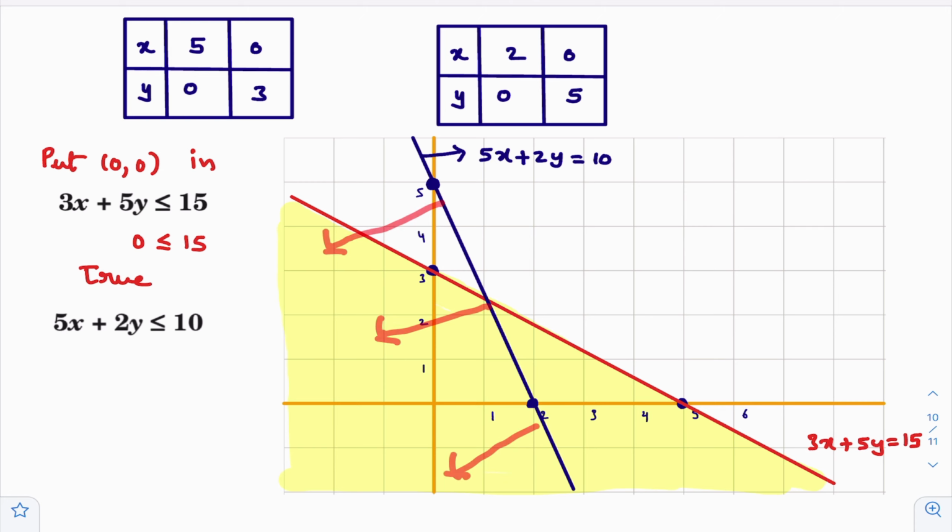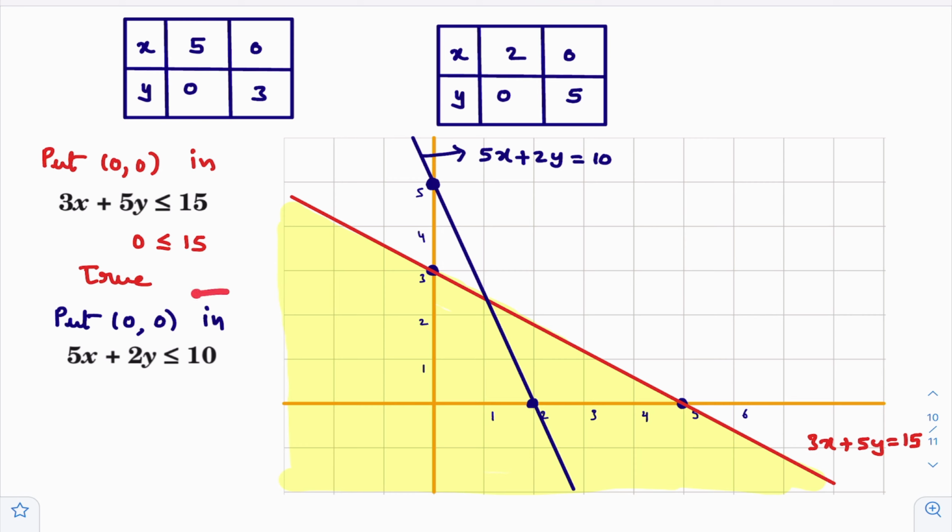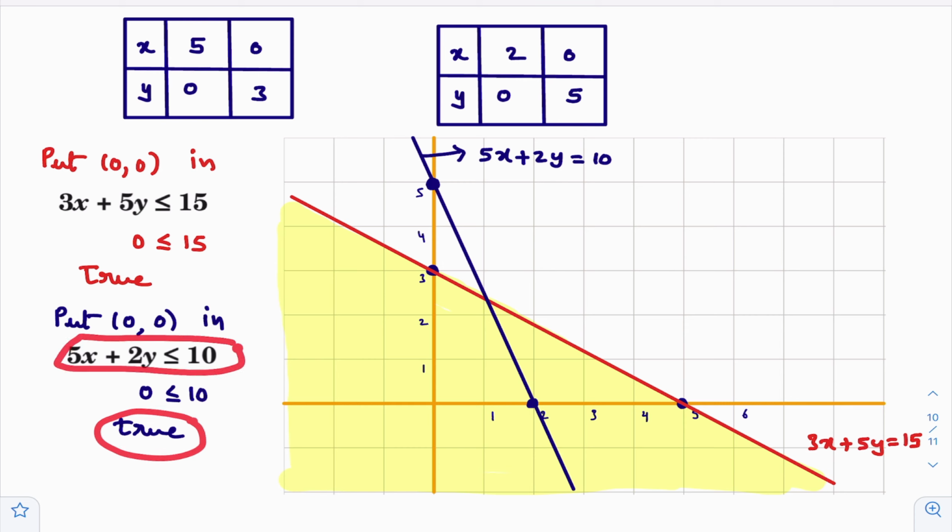Now, as this line has an origin side and a non-origin side, I'll put 0, 0 in this inequality to graph it. You put 0, 0 in this inequality. Then 5 into 0 plus 2 into 0 less than or equal to 10. So what will you get? You will get 0 less than or equal to 10. Is it true? Is 0 less than 10? Yes, it is true. As it is true, we will shade the origin side of this line, right?